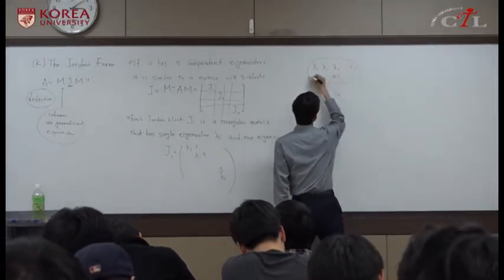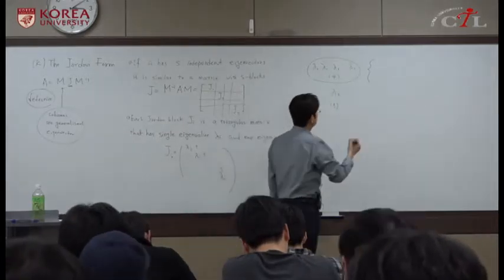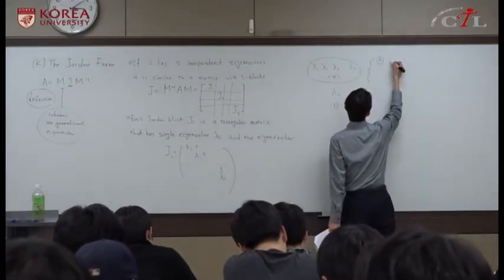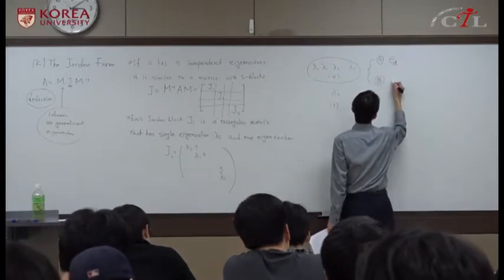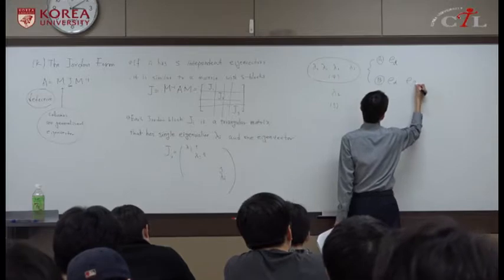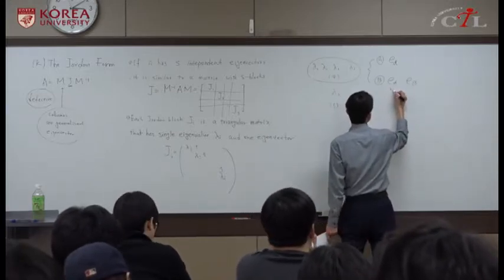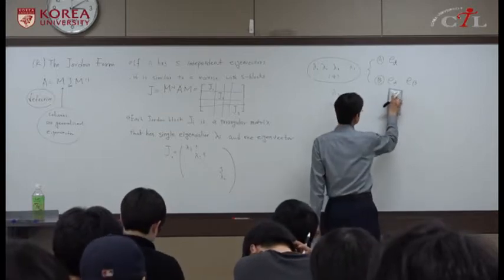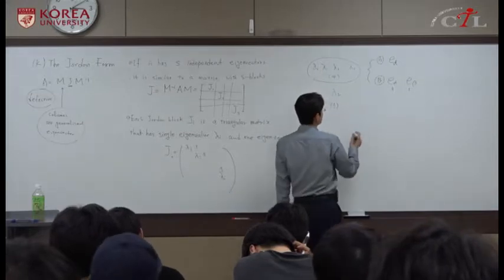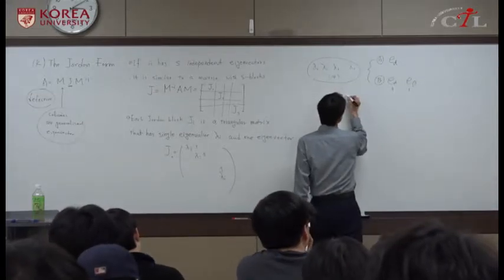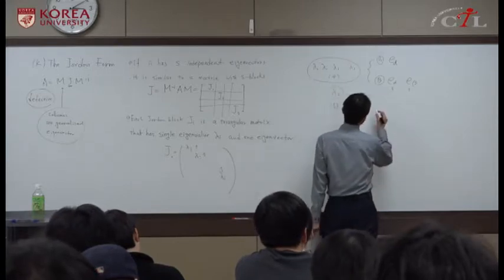And this may have one eigenvector. Case A: this may have one eigenvector, alpha, let's say. Or this may have two eigenvectors. Let's say this corresponds to 3 by 3, this corresponding to 3, and this corresponds to 1. And there should be one eigenvector, alpha beta gamma, let's say.